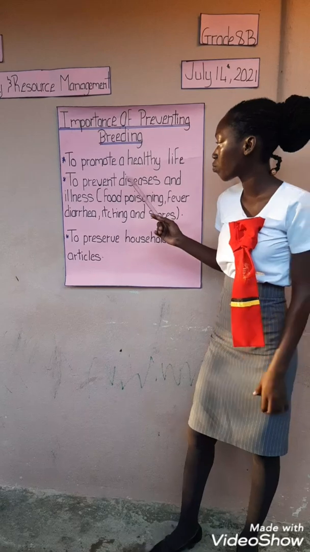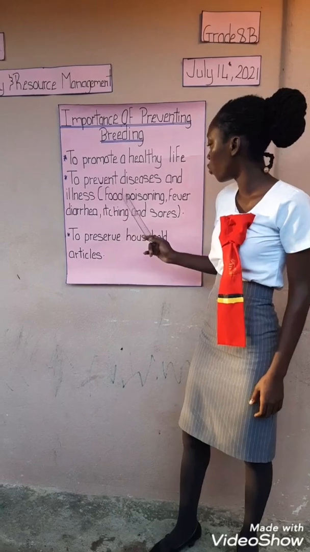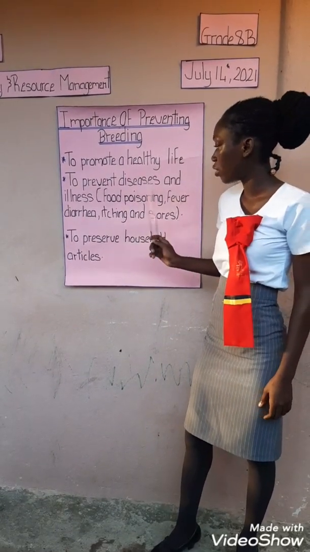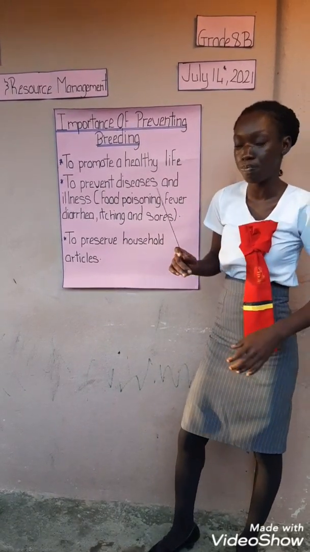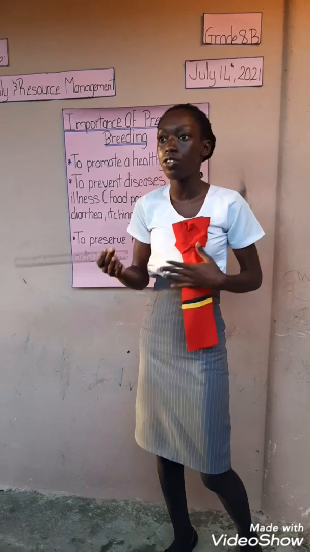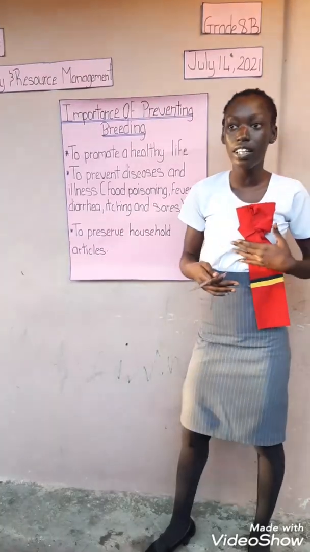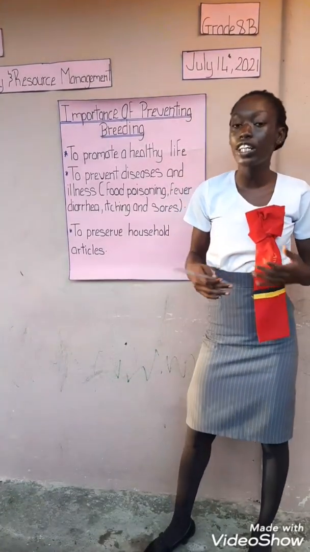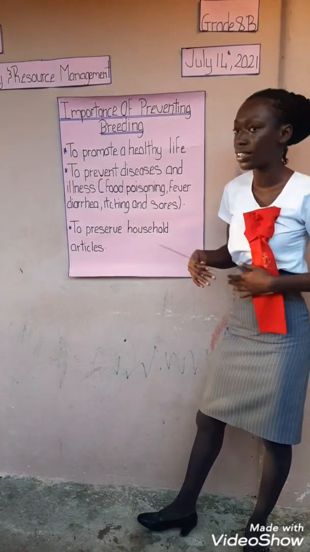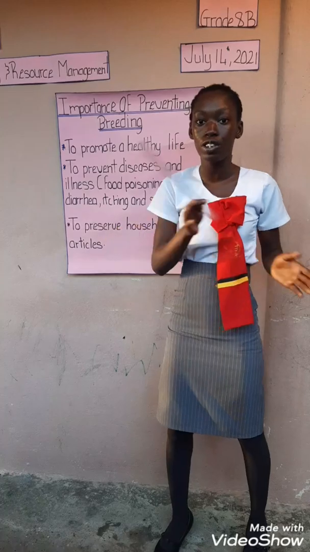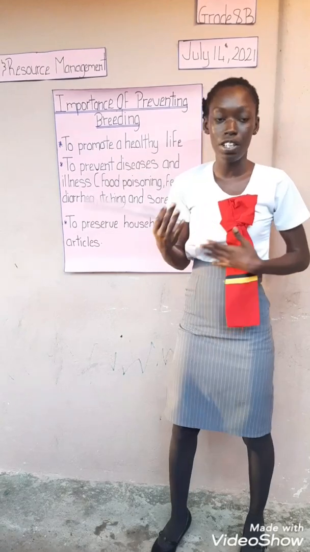The next one, to prevent diseases and illness such as food poisoning, fever, diarrhea, itching, and sores. Yeah, this is what I was saying. When the household pests get into the food, remember they carry diseases, and you can get sick, can get food poisoning, sores, fevers, and so on, because of these diseases that household pests carry, and it ends up transferring to you. That can be through food, and even if these household pests bite you.